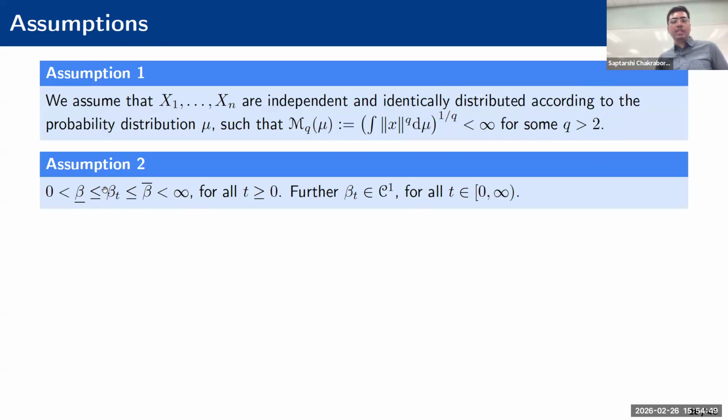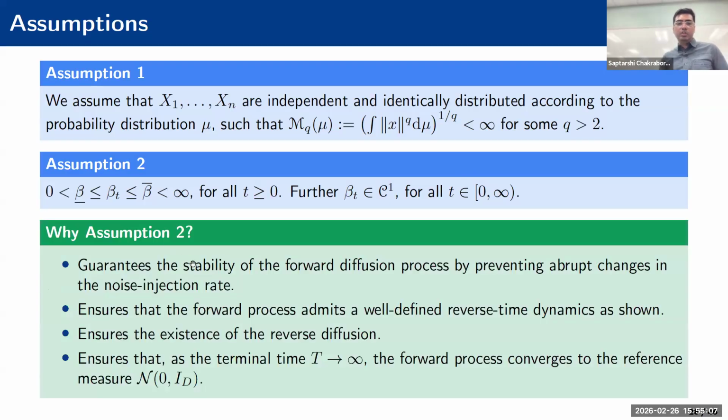We also assume that this beta t is upper bounded and lower bounded for some beta which is continuously differentiable. In practice, I think people just take the OU process for which beta t is 1. So this assumption is also satisfied. We need this assumption to make sure that the forward process is stable enough. It prevents some abrupt changes since this is continuously differentiable.